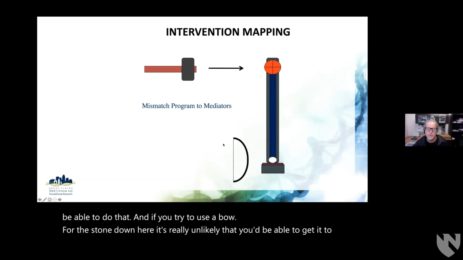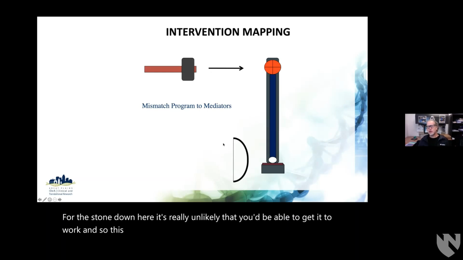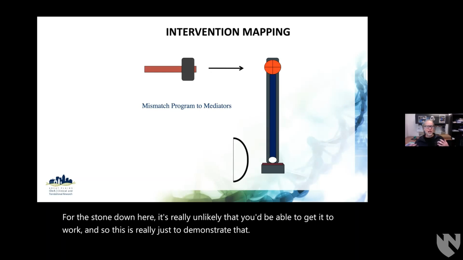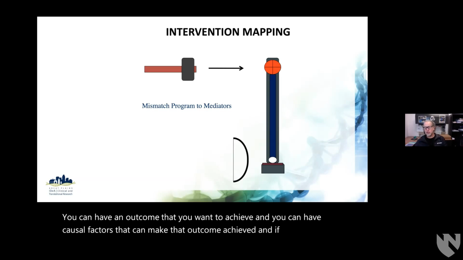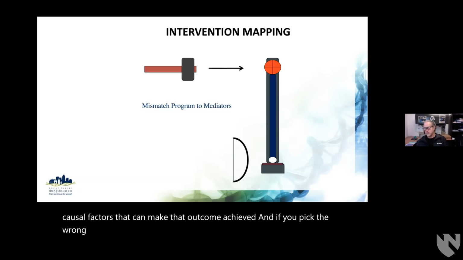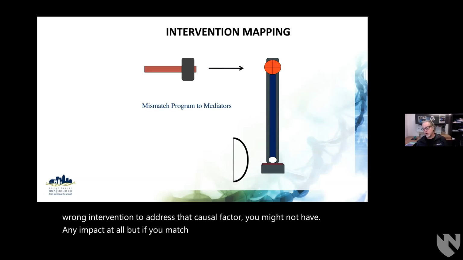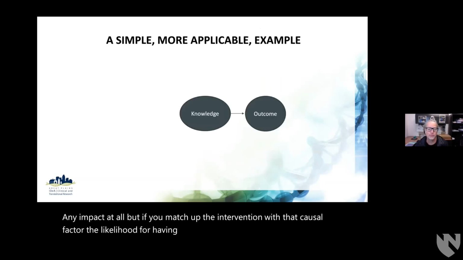And so this is really just to demonstrate that you can have an outcome that you want to achieve, and you can have causal factors that can make that outcome achieved. And if you pick the wrong intervention to address that causal factor, you might not have any impact at all. But if you match up the intervention with that causal factor, the likelihood of having an outcome is much higher.